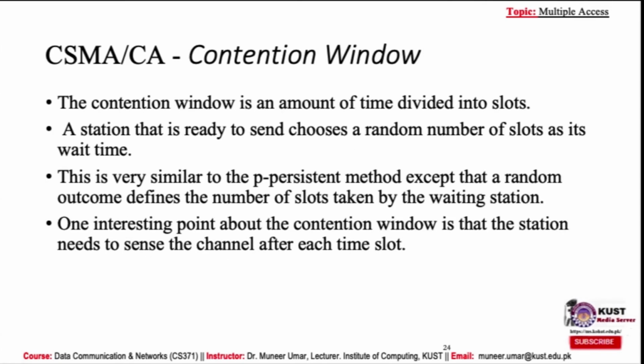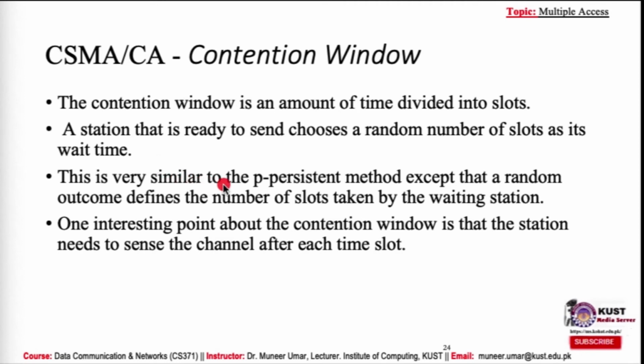Next is contention window. The contention window is an amount of time divided into slots. A station that is ready to send chooses a random number of slots as its wait time. The number of slots in the window changes according to the binary exponential backoff strategy. This means that it is set to one slot the first time and then doubles each time the station cannot detect an idle channel after the IFS time.